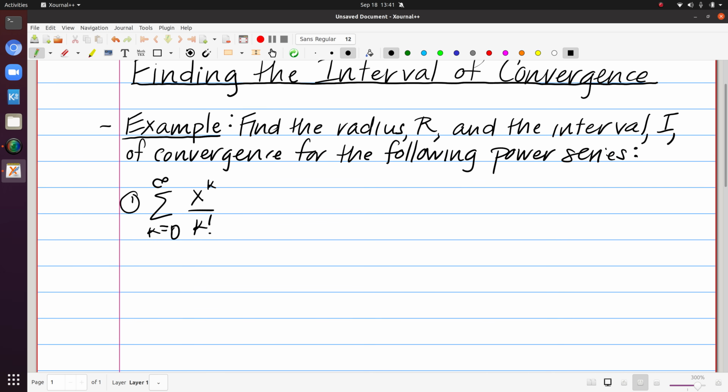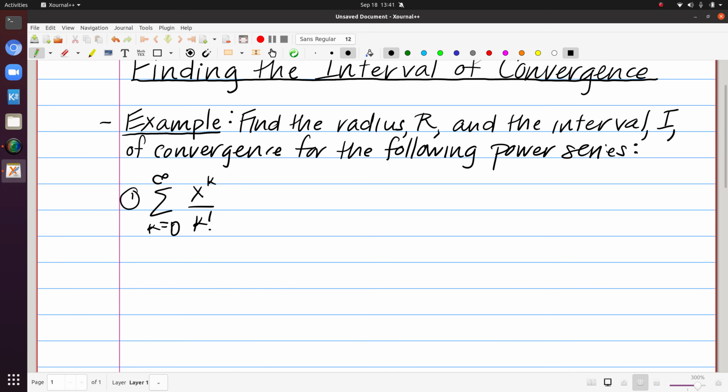So recall that to find the radius, we must use the ratio test. So I start by finding the limit as k approaches infinity of the k plus first term, which in this case is x to the k plus 1 over k plus 1 factorial. And I'm going to multiply by the reciprocal of the kth term. So in doing that, again, I focus on the like terms in top and bottom.